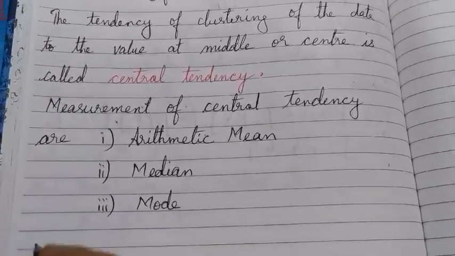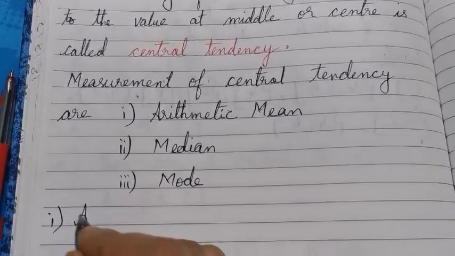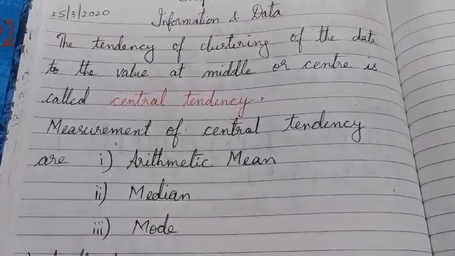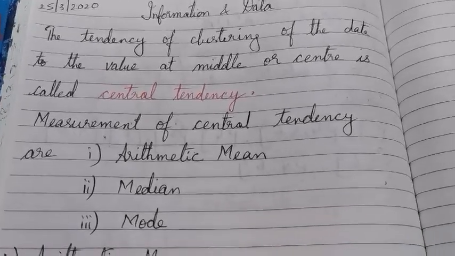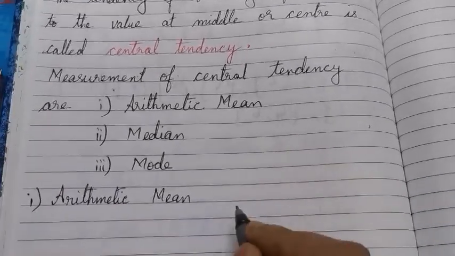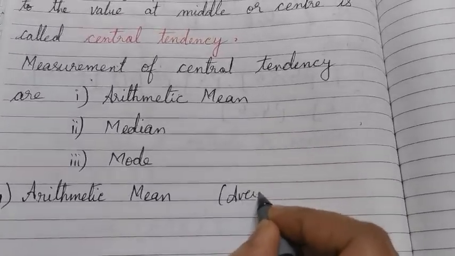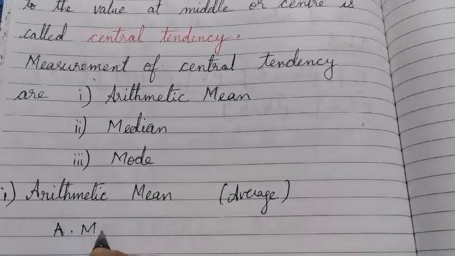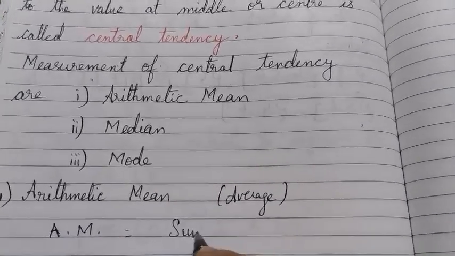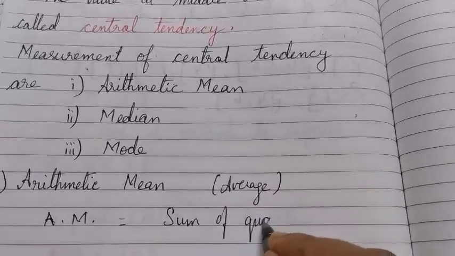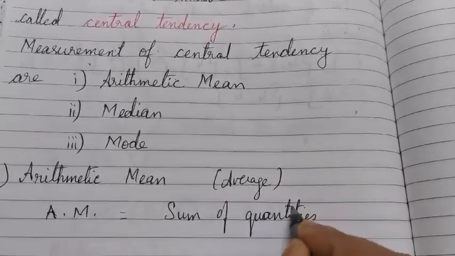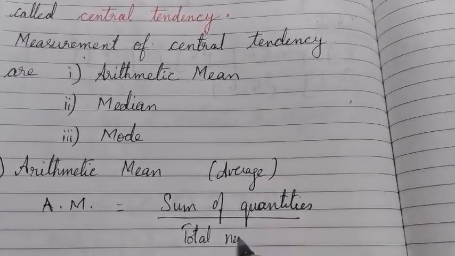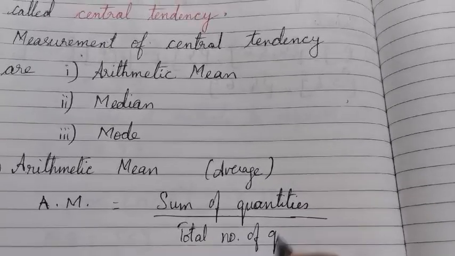Now we will start with arithmetic mean. Arithmetic mean is same as average. So arithmetic mean means sum of quantities divided by total number of quantities.